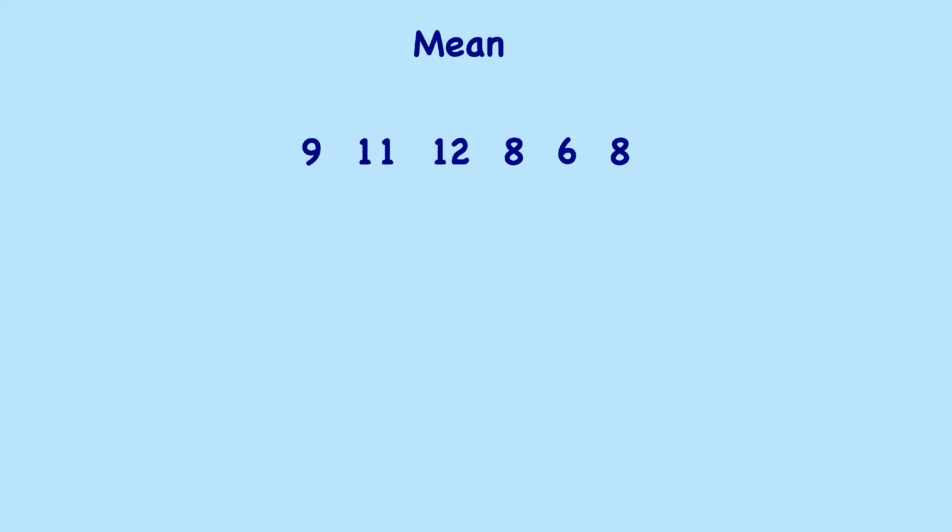So the first thing we need to do is total up all the spelling scores. So I'm going to do 9 plus 11 plus 12 plus 8 plus 6 plus 8. And if I add those all together, I get the total 54.